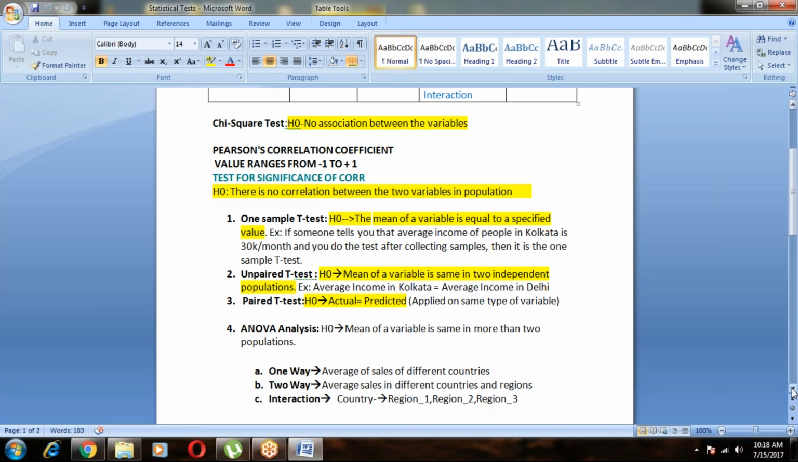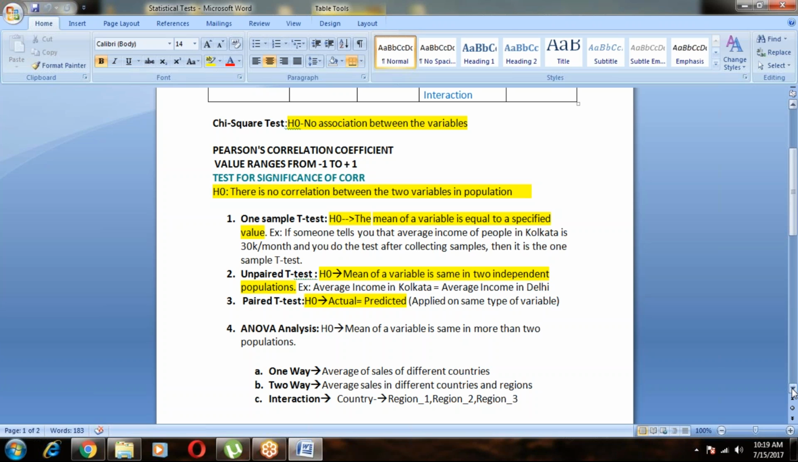Okay, what is the one sample t-test? Suppose I have assumed that Kolkata's average income is 30K per month, and I want to test it. That test is called a one sample t-test. The unpaired t-test we already discussed: comparing between two groups, Kolkata's average income and Delhi's average income, whether they are the same or not. Paired t-test means actual and predicted, or the average sales before advertisement and after advertisement.